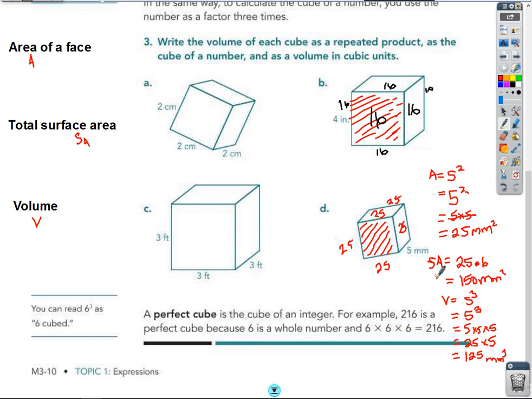So why don't you go ahead and try out letter A and letter C, and hopefully we have this mastered. And if there are any issues, then go ahead and reach out.